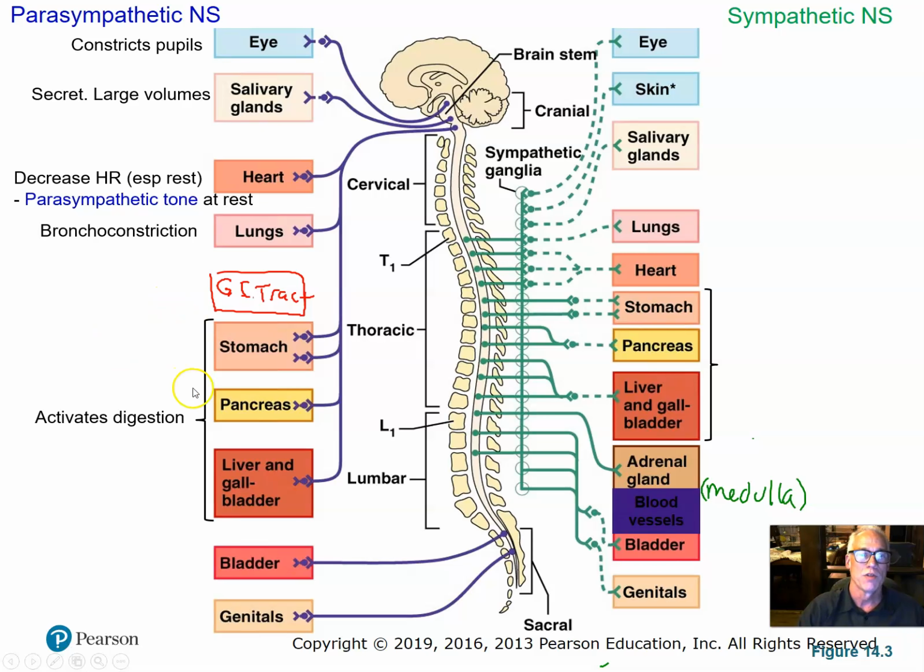So again, everything to do with digestion. The small intestine and large intestine, GI tract, the stomach as well. The pancreas is an accessory organ of digestion, and the liver as well. All of the processes that have to do with digestion in those organs are activated by the parasympathetic nervous system.